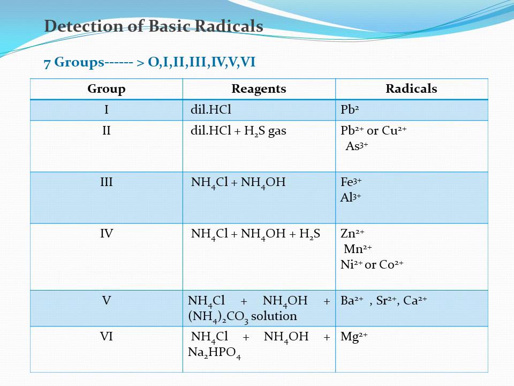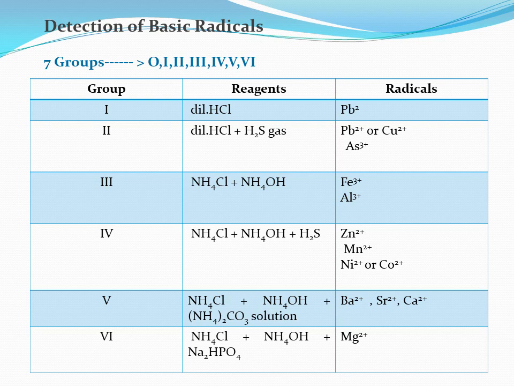Now let's move to the third step of analysis, that is detection of basic radical or cationic part of the mixture. Basic radicals are broadly classified in 7 groups, starting from 0th group, first group, second group, third group, fourth group, fifth group and sixth group. Just like acid radicals, most of the basic radicals also have a specific reagent. If you remember the name of radicals belonging to each group and the specific group reagent along with the characteristic observation, the detection of basic radicals becomes easier.